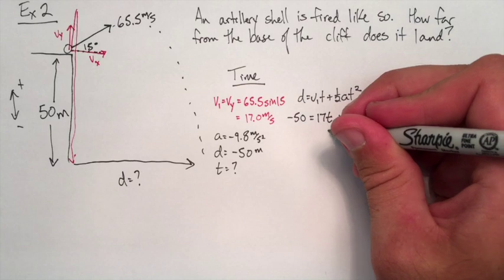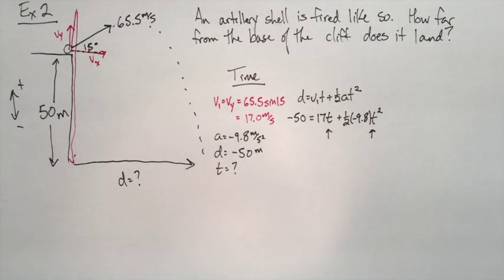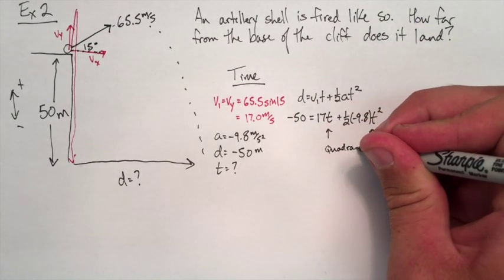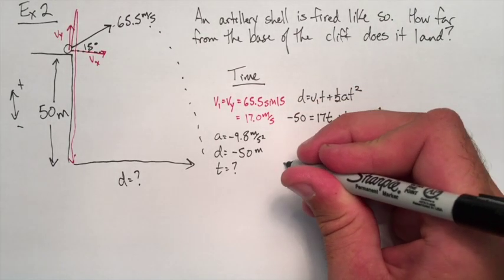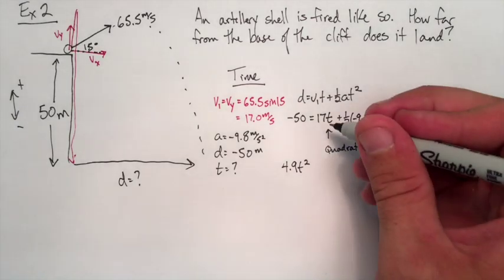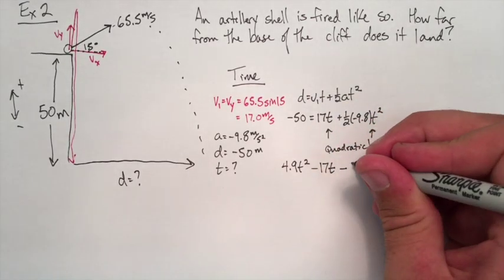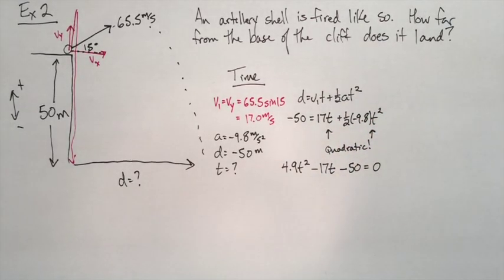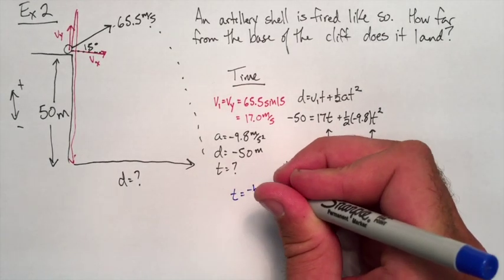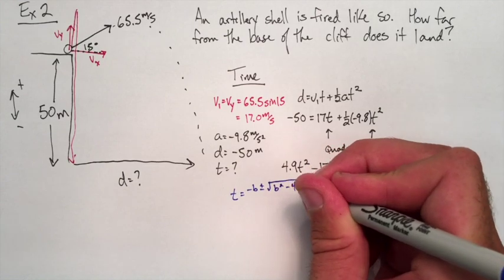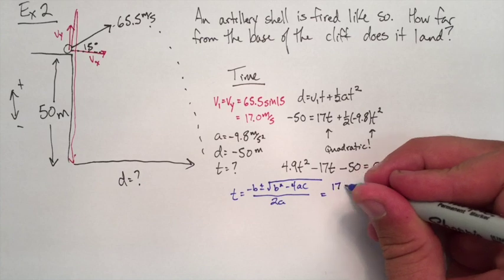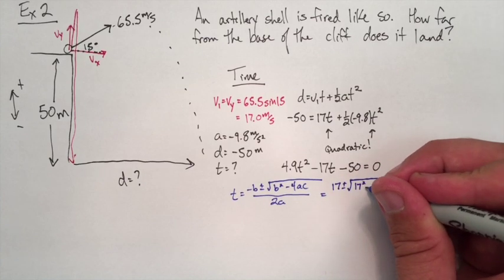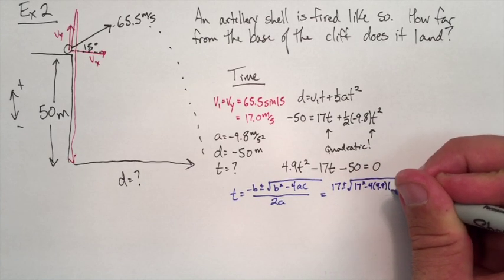But we notice here that there's two t terms, there's a t and a t squared. So unfortunately that means that this is a quadratic, and we're going to need to use the quadratic formula to solve for t. So let's rearrange it into standard form, like so. And then using the quadratic formula, where t equals negative b plus or minus the root of b squared minus 4ac over 2a.